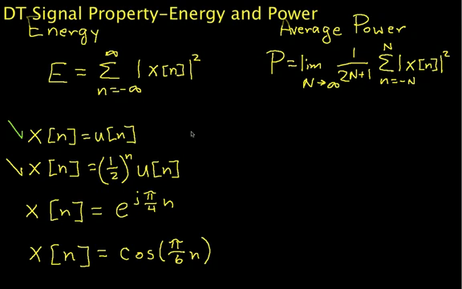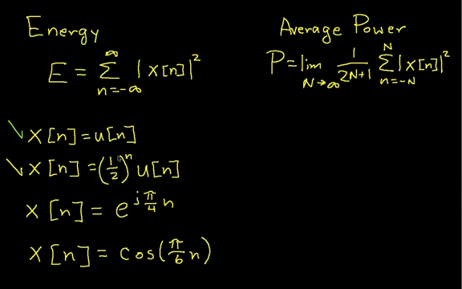Welcome to part 2 of this video, in which we are computing the energy and power for discrete time signals. In part 1, we went through x is the unit step function, and then we also went through the case where x is a decaying exponential that starts off with a value of 1 at time 0, and then as n increases, it decreases by a factor of 1/2 each time. So the next one we'll do is this one, where x is e to the j pi over 4n.